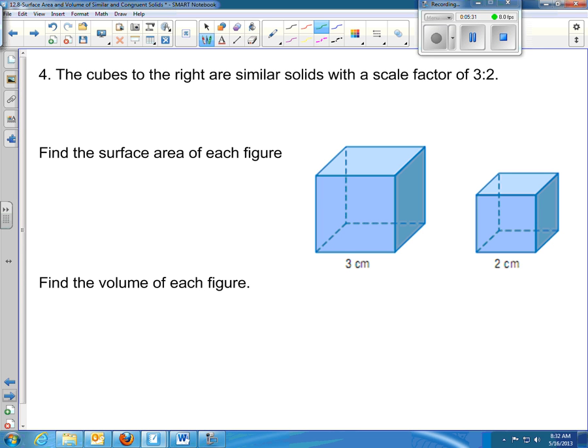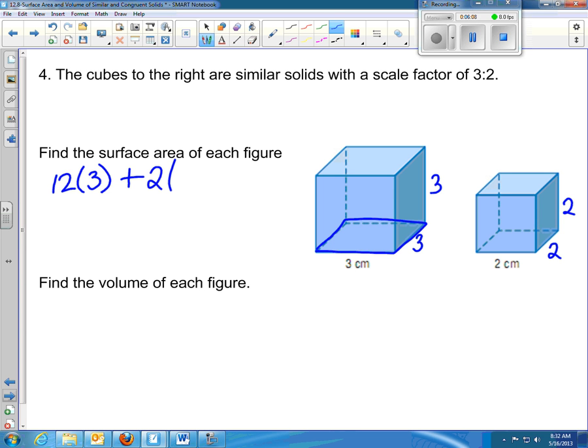All right, number 4. The cubes to the right are similar solids with a scale factor of 3 to 2. Find the surface area of each figure, find the volume of each figure. Well, they're cubes, so I know that it has a width, a length, and a height of 3, and a width, a length, and a height of 2. So surface area, remember, is lateral area plus 2 bases, or perimeter times height plus 2 base areas. So if we consider this our base, the perimeter of that is going to be 12, and my height is 3, plus 2 base areas.